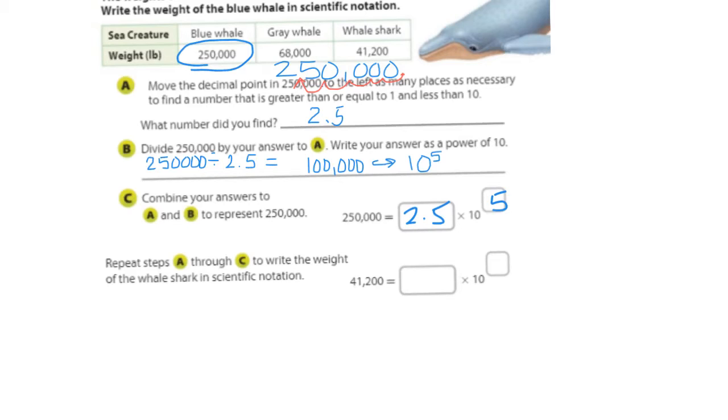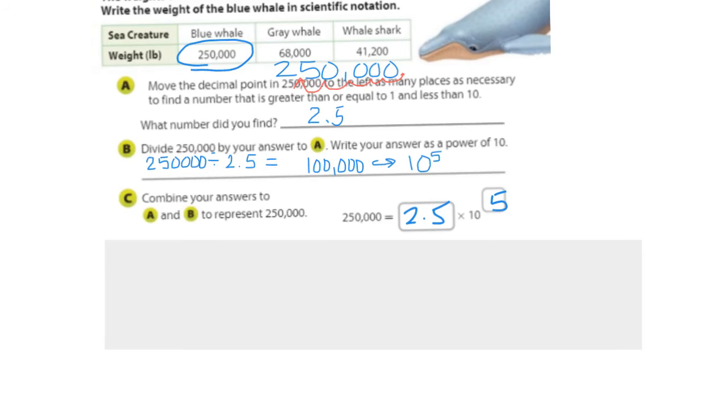So I'm going to show you my other method. Let me get myself some white space here. Okay. And then here's the whale shark number, 41,200. Here's your decimal point. So if you don't see a decimal point, it's going to be at the very end of the number. So I'm going to move this over once, twice, 3 times, 4 times.